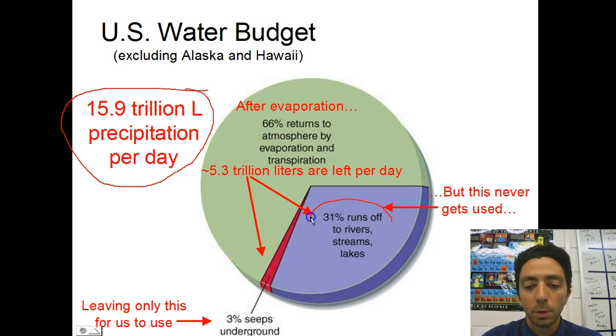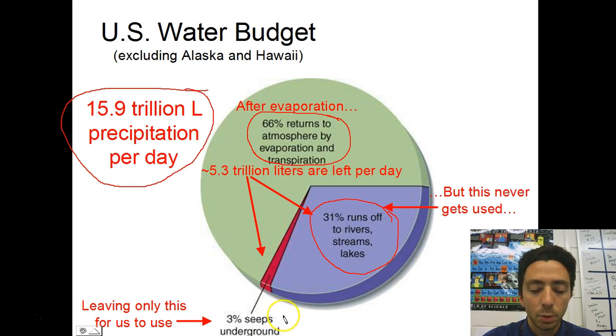So we're going to lose 31% of it to runoff. That's landing on concrete or landing on ground faster than it can absorb, and it runs into streams and into lakes and eventually the oceans and disappears forever. The other big portion of this, 66% of it, is going to be lost due to evaporation or transpiration. So that could be surface waters that are potentially useful, but evaporate before we can take advantage of them. But it's definitely not making it underground.